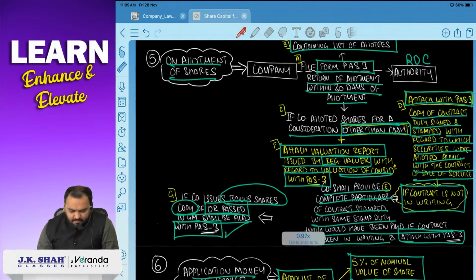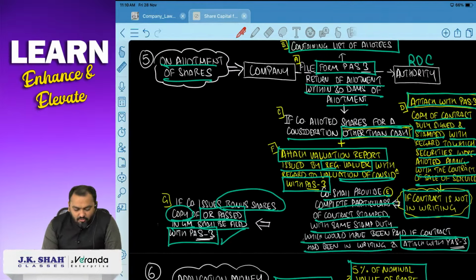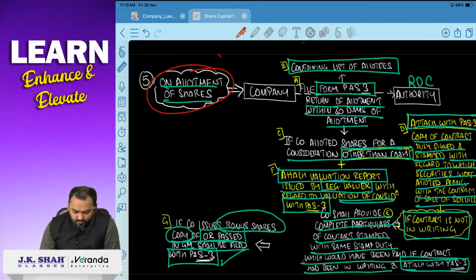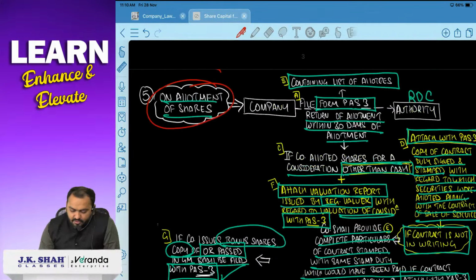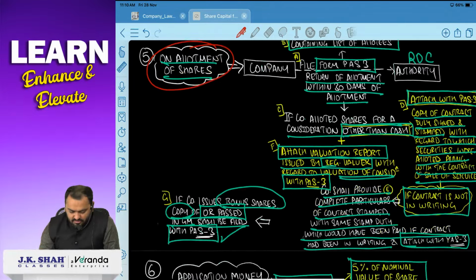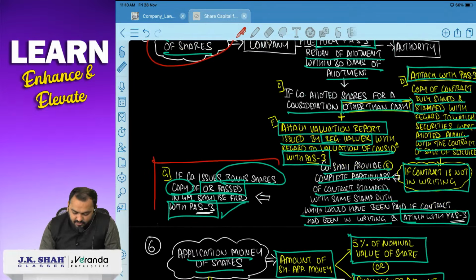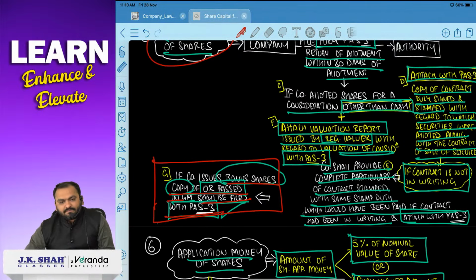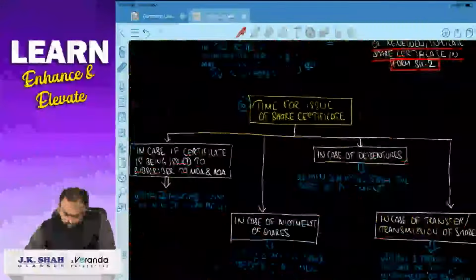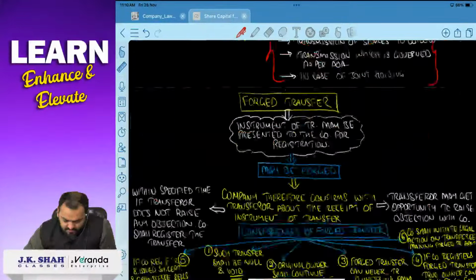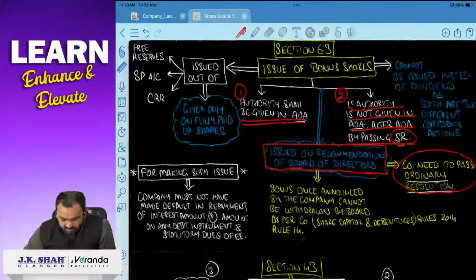See this, pass 3 allotment rules. Can you see this point? We were talking about what company requires to attach along with pass 3. So there were different rules. See this point. If company issues bonus shares, copy of OR passed in general meeting need to be filed with pass 3. Okay. So for bonus shares, company requires to pass ordinary resolution.